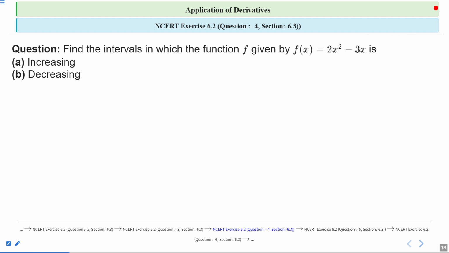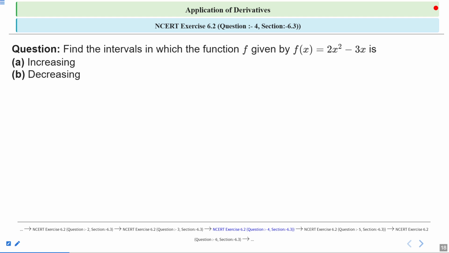find the intervals in which the function f given by f(x) equal to 2x square minus 3x is part A increasing and part B decreasing. We need to find the interval, okay?